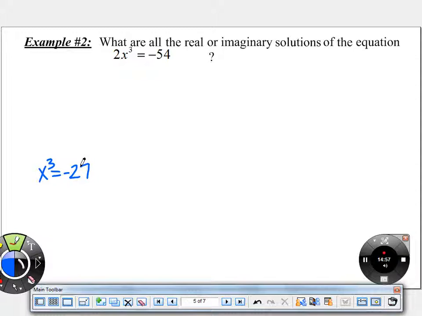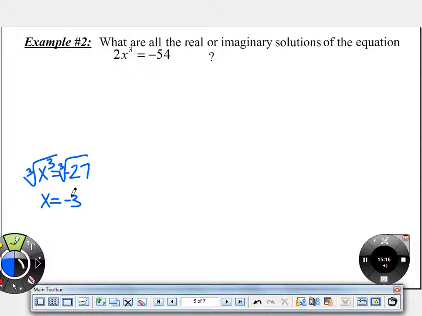Good. So we divide both sides by 2. We have x cubed equals negative 27. So it's basically asking you what number to the 3rd power equals negative 27. Which you either know is negative 3, or mathematically the operation you're doing is you're taking the cube root and you're getting x equals negative 3.